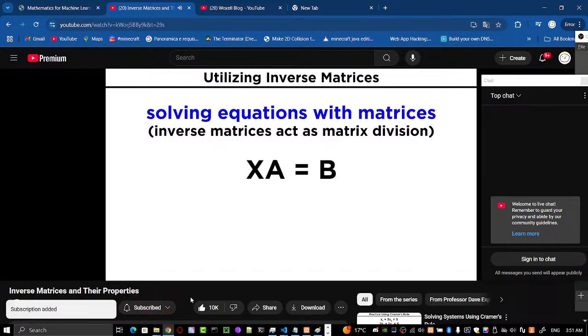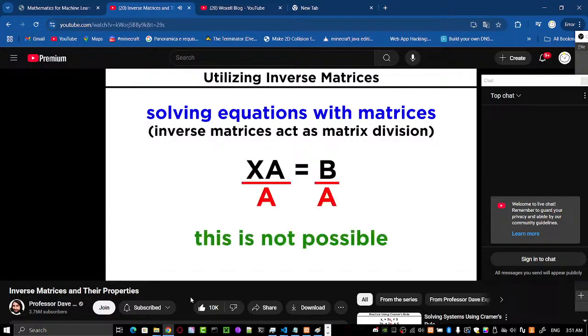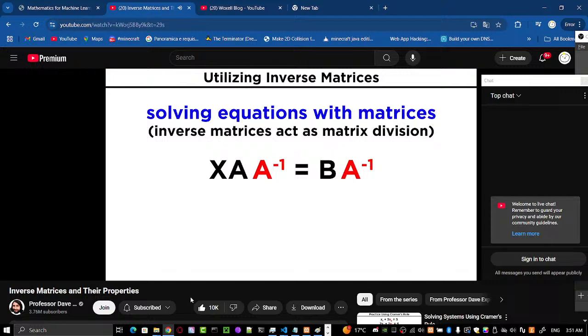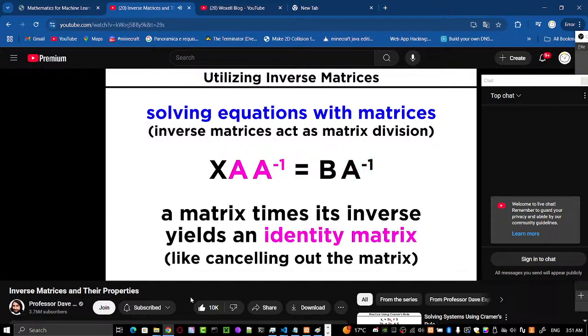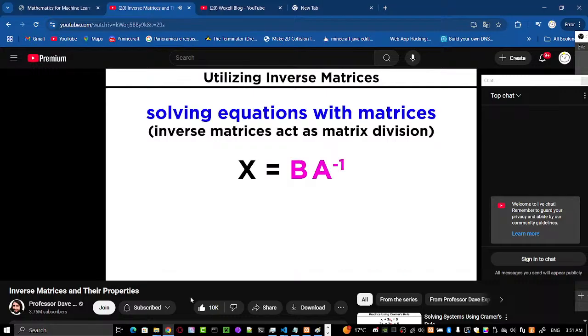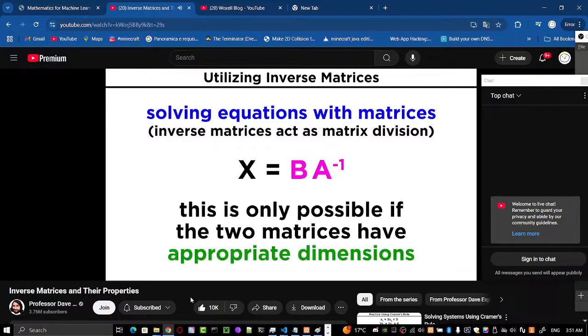If we have matrices X, A, and B, where X times A equals B, and we want to solve for X, we can't divide both sides by matrix A. Instead, we can multiply both sides by A inverse. On the left side of the equation, A times A inverse will give us the identity matrix, which we can essentially treat like the number 1 and just get rid of it. And on the right side of the equation, we have a product of two matrices that we can compute, which will be equal to X. Of course, this assumes that the dimensions of these matrices are such that the product can be calculated. Otherwise, this will not work.